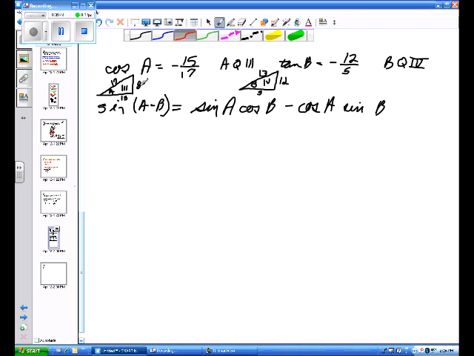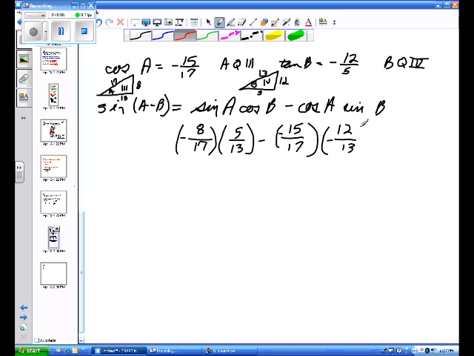So the sine of A is 8/17. We're in quadrant 3, so it's negative. The cosine of b is 5/13. We're in quadrant 4, so it's positive. The cosine of a is 15/17. We're in quadrant 3, so it's negative. And the sine of b is 12/13. We're in quadrant 4, so it's negative.